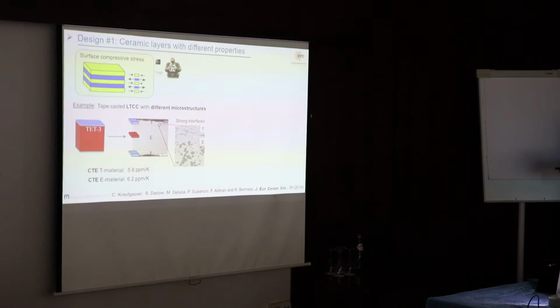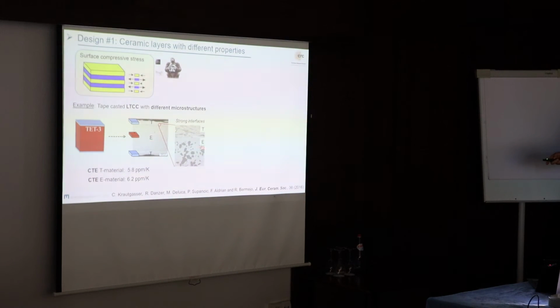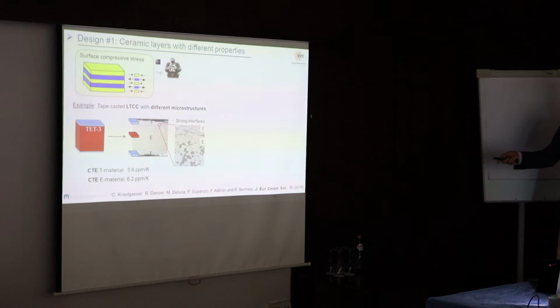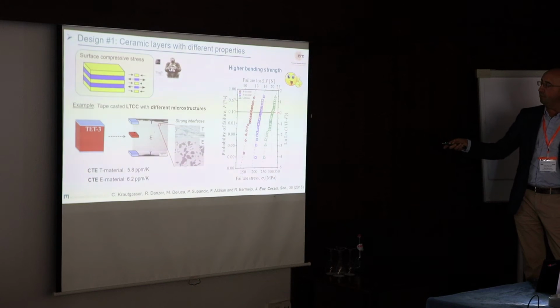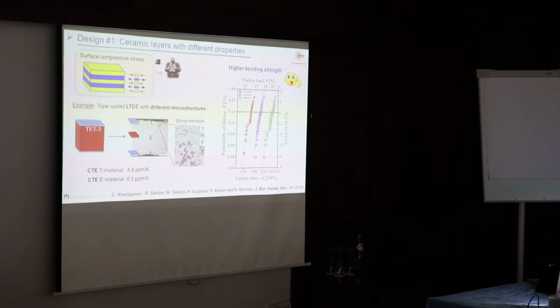On the first example of the graded approach, we used that on a project with industry where they were doing printed circuit boards. In order to increase the strength of those boards, we just tailored the microstructure of this glass ceramic composite a little bit, and due to the different coefficients of thermal expansion, we could reach a significant increase in the strength of these materials. And when you introduce compressive stresses on the surface, you can also have a minimum strength for the material, which in terms of reliability can be very important.